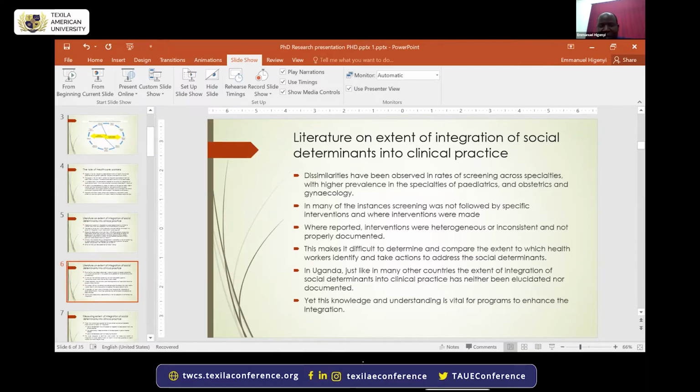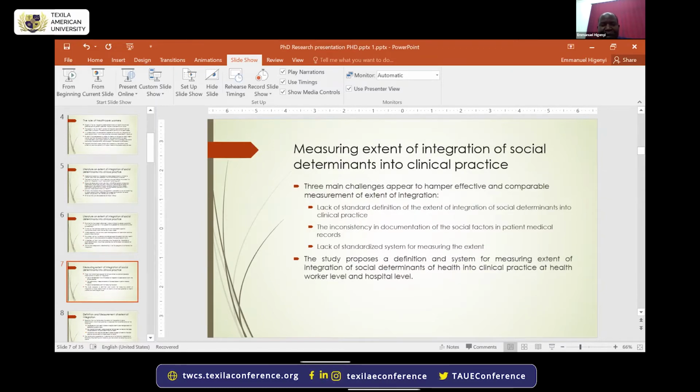In Uganda, just like in many other countries, the extent of integration of social determinants in clinical practice has neither been elucidated nor documented. Yet the knowledge and understanding is vital for enhancing the integration. One key challenge is the lack of a proper metric for measuring this integration. But I took lessons from the frameworks defined by Andaman and other studies to come up with a definition and a measure, to solve the problem of lack of a standard definition and the inconsistency arising from it. Therefore, the study has proposed a very clear definition and method of measurement.